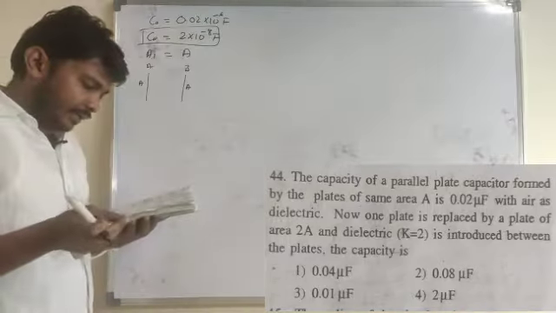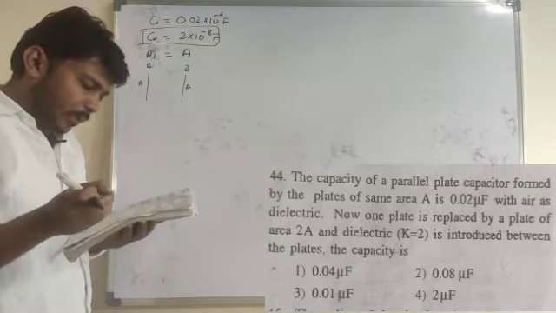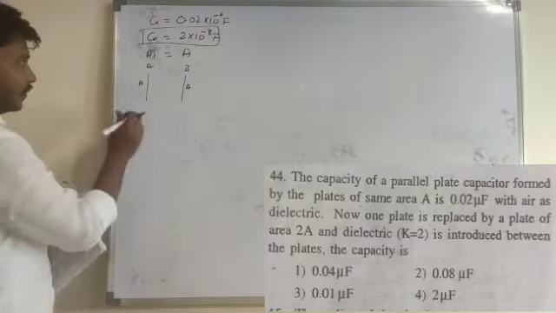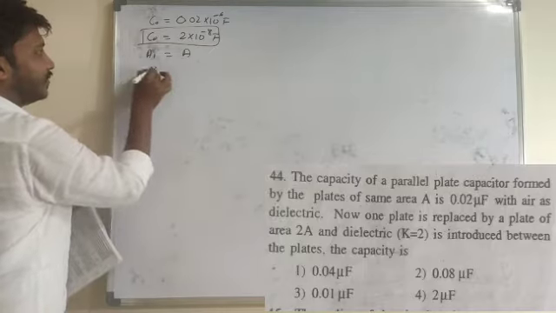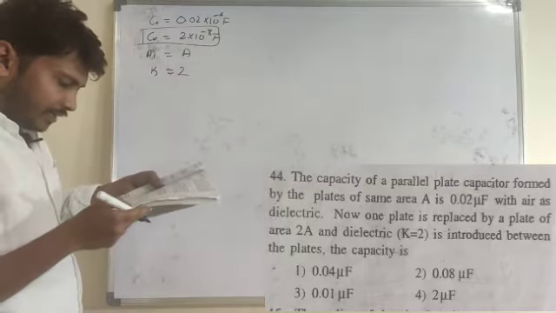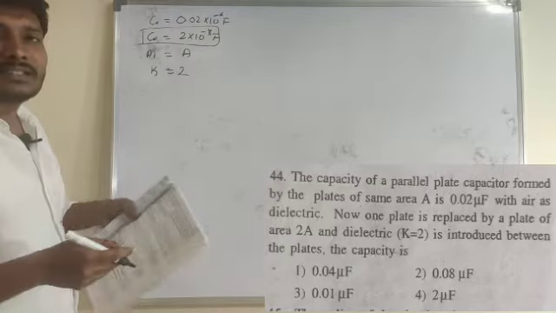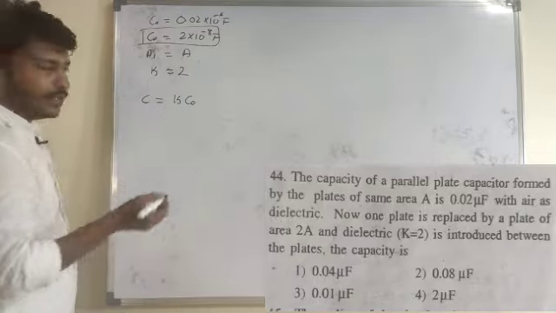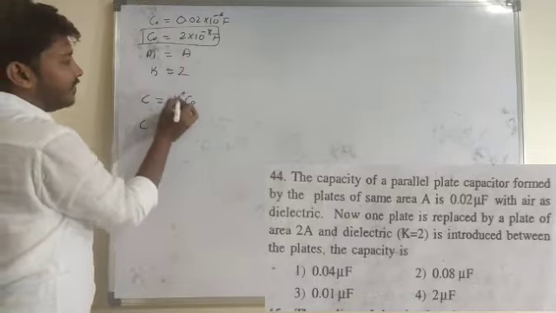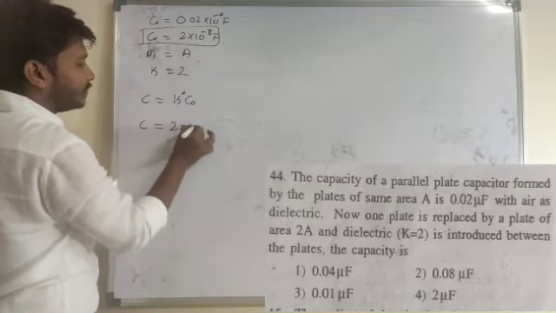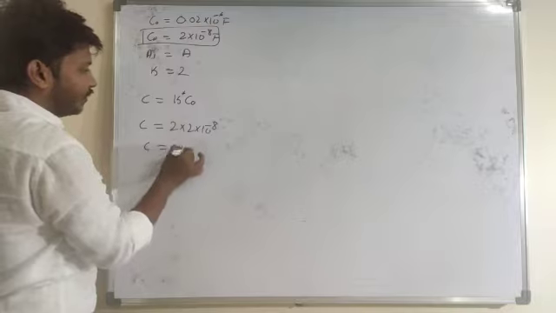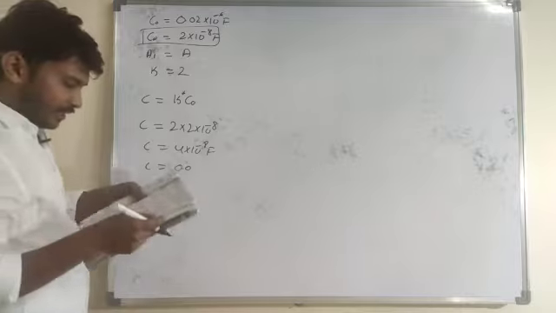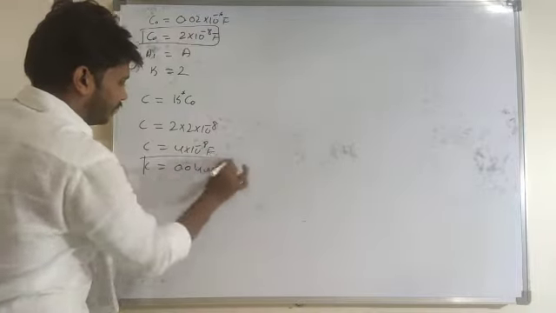Okay, look here. In that question they mention now one plate is replaced by a plate of area 2A with a dielectric K equal to 2. So the dielectric constant value is 2. Then the new capacitance value, C, is equal to what? C is equal to K into C naught. K value is 2, and C naught value is 2 into 10 to the power of minus 8. So 4 into 10 to the power of minus 8 farad, or C is equal to 0.04 microfarad. Hope you are understanding here.